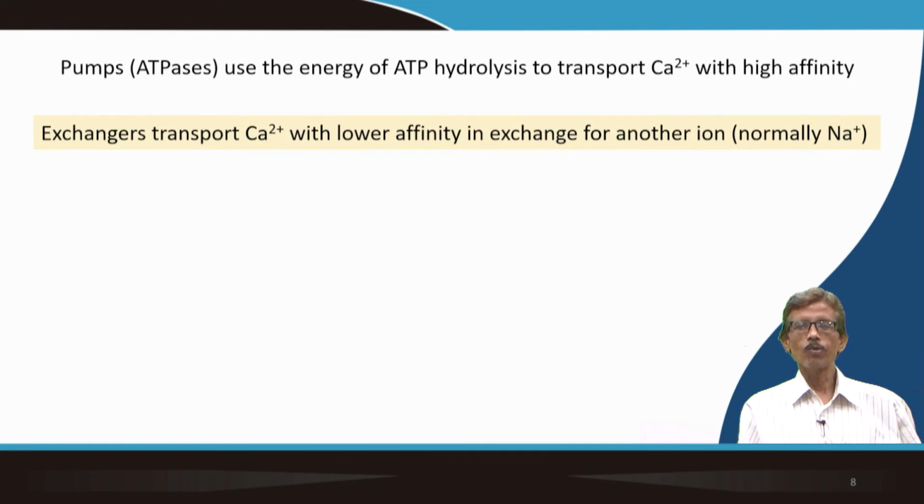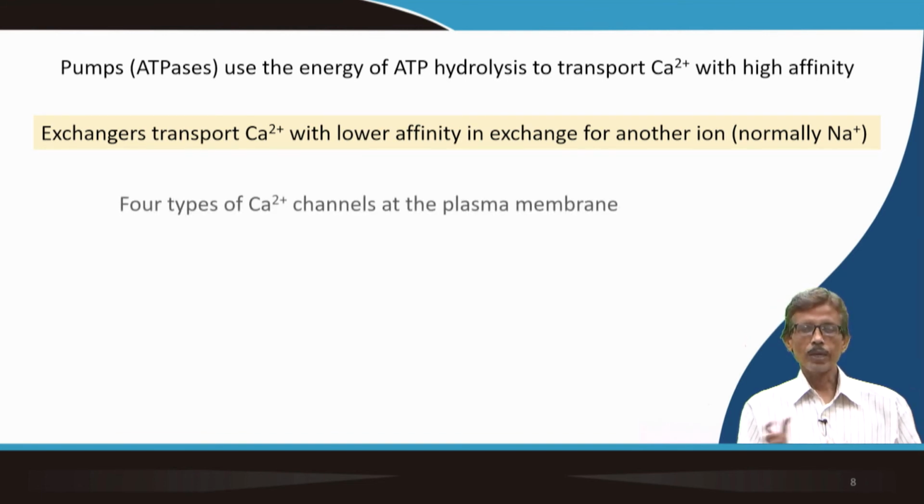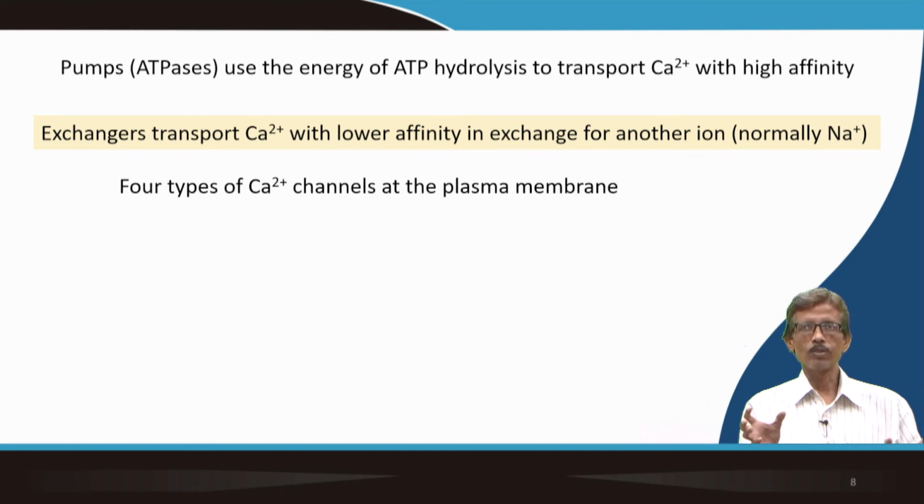So, there you can have the calcium transport and the affinity. Then we can also have something which can exchange between the two metal ions. Already we have seen the corresponding pumps for sodium ion. So, how will the calcium pump also work? If you have the exchanger, it can transport calcium 2 plus with lower affinity in exchange for another ion. So, you can have the movement of sodium ion as well as calcium ions there.